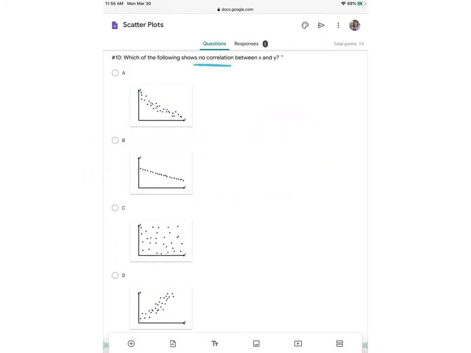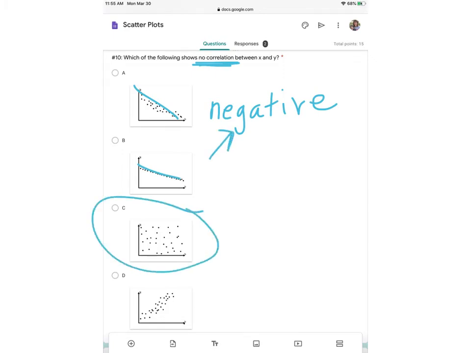Looking here, which one shows no correlation? Well, this is decreasing, that's negative. This one's also decreasing, so it's also negative. This is random, nothing's happening here, so this is no correlation. And the last one is increasing, so it's positive. So the answer to this question would be C.